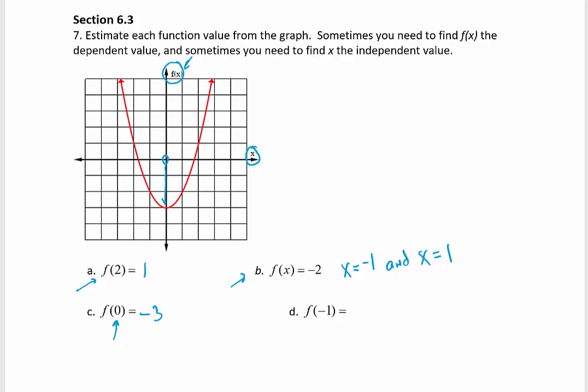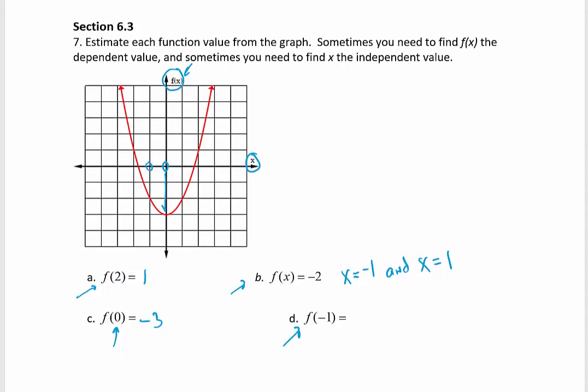All right, and now again, we want to find the function value, the f of x value, when x is -1. So let's come over here. Here's where x is -1, and our function value there is -2.